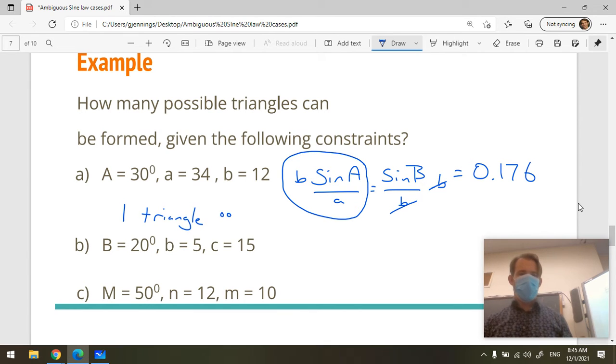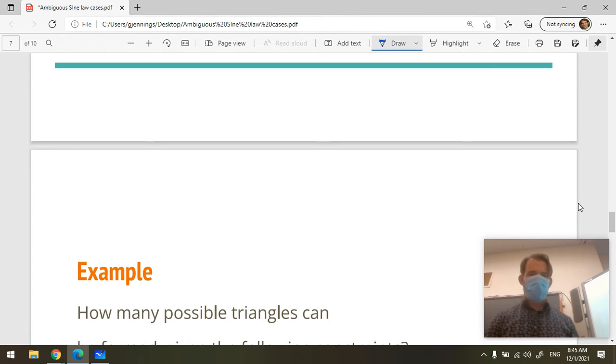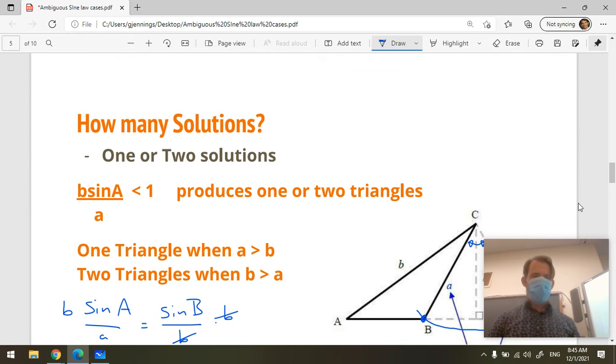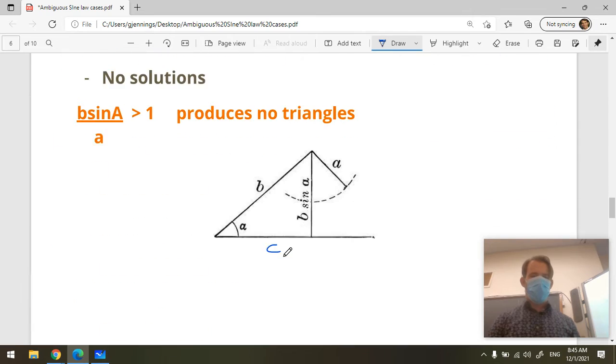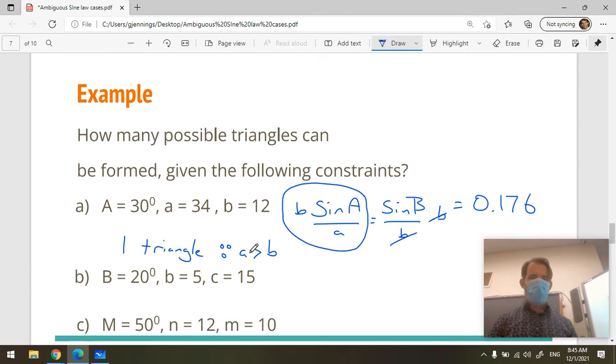Since A is greater than B. Okay? And that's going back to this situation here. 1 triangle when A is greater than B. So this is a 1 triangle type problem.